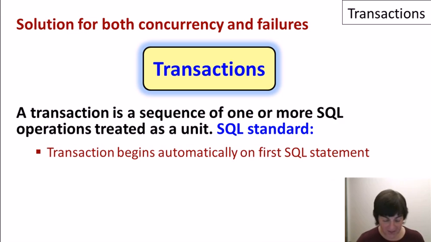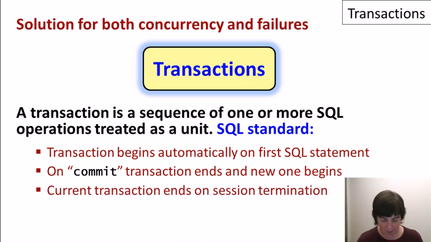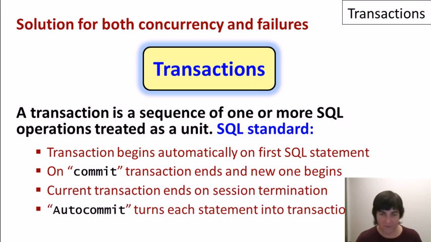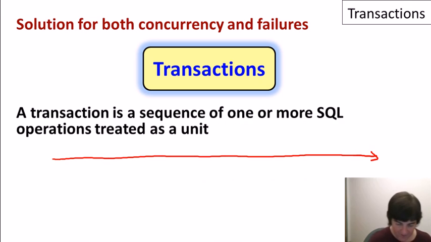In terms of the SQL standard, a transaction begins automatically when a SQL statement is issued by a client to the database. When the commit command is issued, that's a special keyword, the current transaction ends and a new one begins. The current transaction also ends when a session with the database terminates. And finally, there's a mode called auto commit, and in this mode, each SQL statement is executed as a transaction on its own. So for each client, we can actually think about a timeline, and the client will be executing along. It might say commit, and that will commit anything that happened prior to this point.